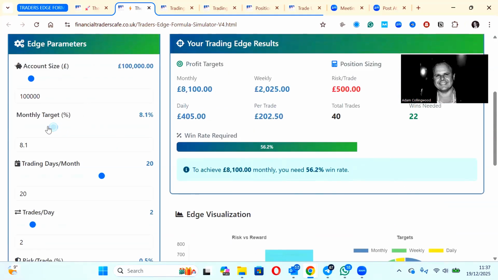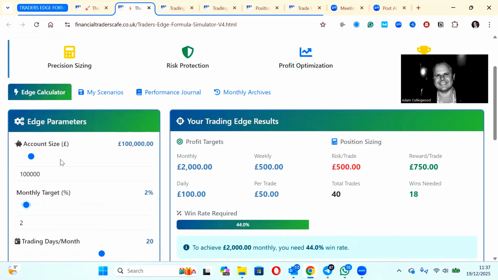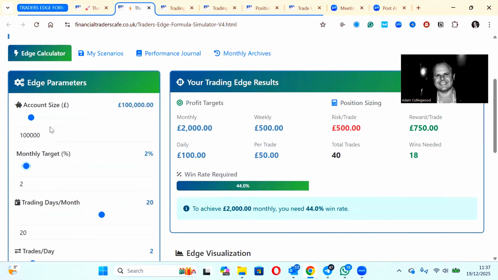Let's just say you only needed 2% a month because you've got a nice juicy personal account to trade with. You're not going to go crazy like somebody I know who blew 2 million trading a personal account because they didn't have a clue what they were doing. If you were going to do this properly, I'm hoping that all traders trade properly and not gamble.